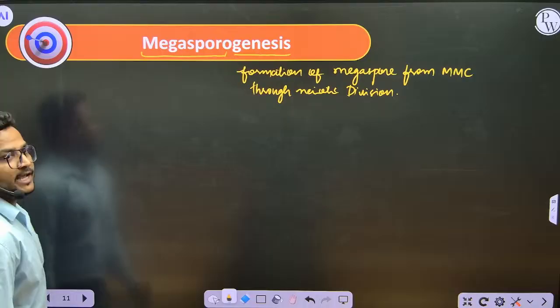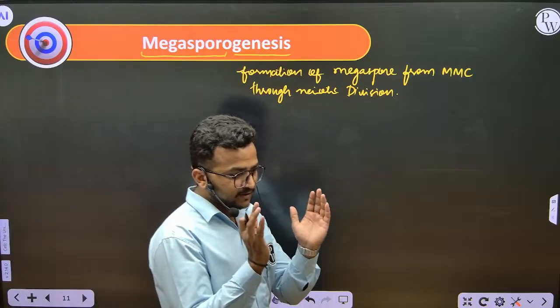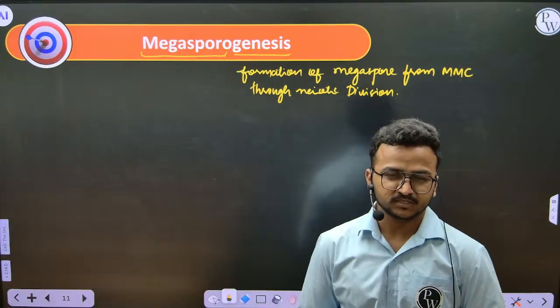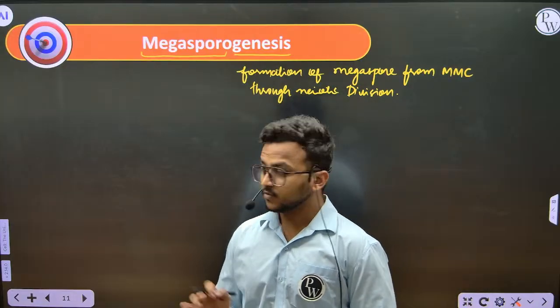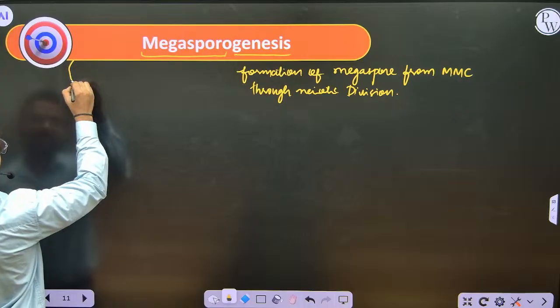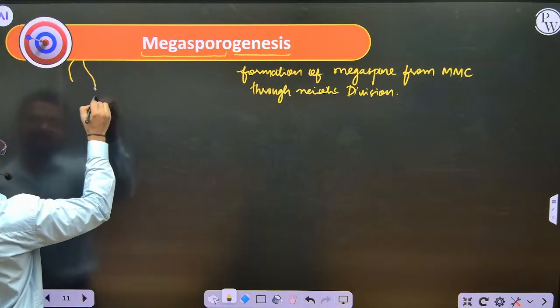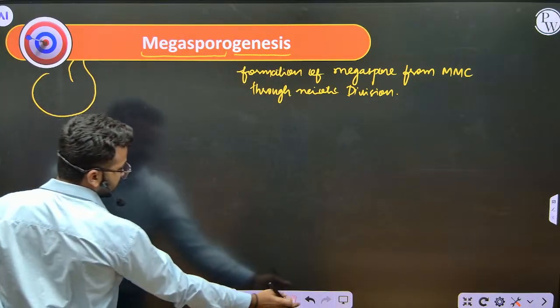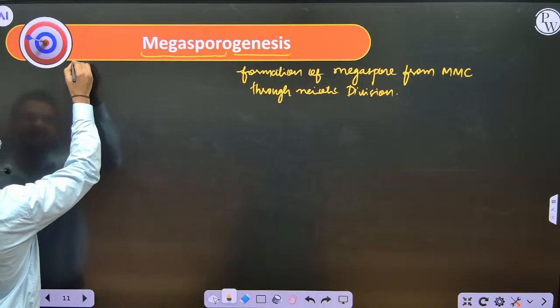Where will it take place? First identify the location where megasporogenesis takes place. In the last session we saw the formation of the ovule.